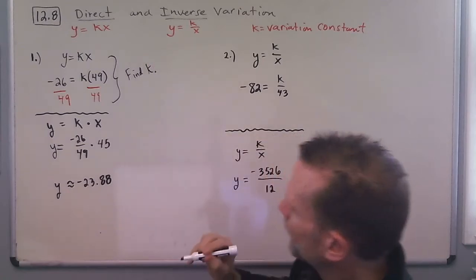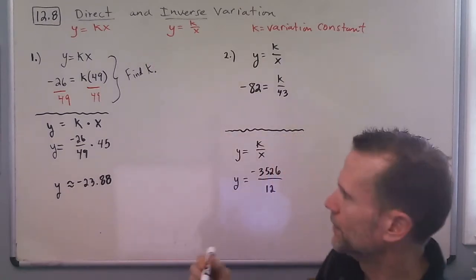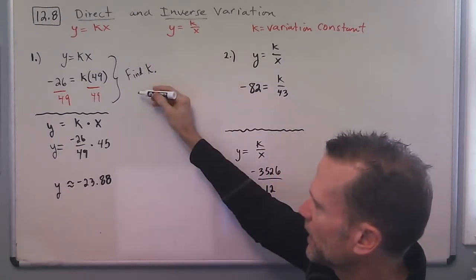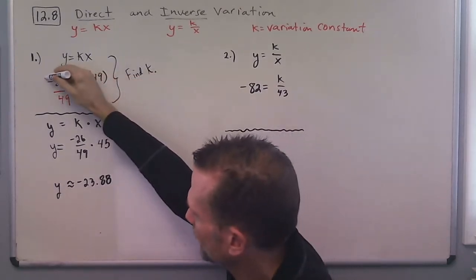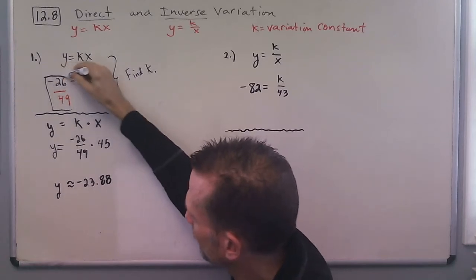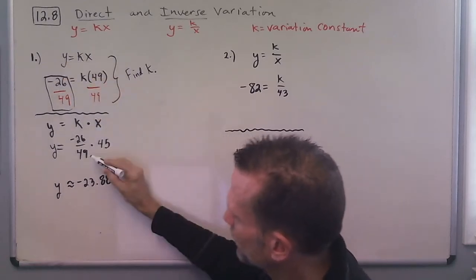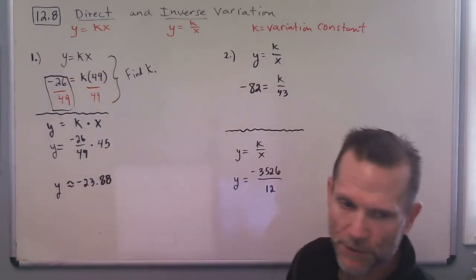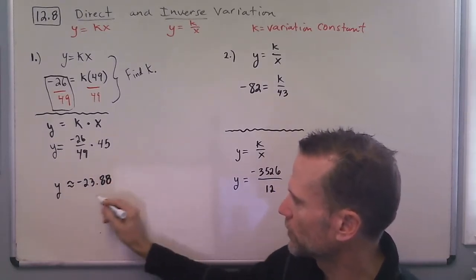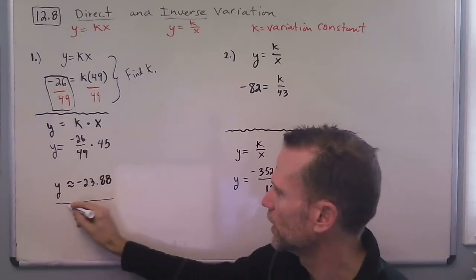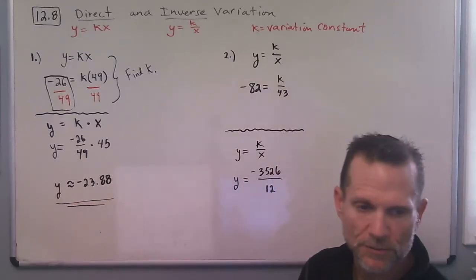And then in the second part of the problem, it's kind of this rhythm. You find K, and then in the second part of the problem, you're going to use K. So we find K is this value here, and then we're going to use it in the second part of the problem. And so we can set that up and use our calculator. And then it does ask us to round the answer to 2 decimal places.